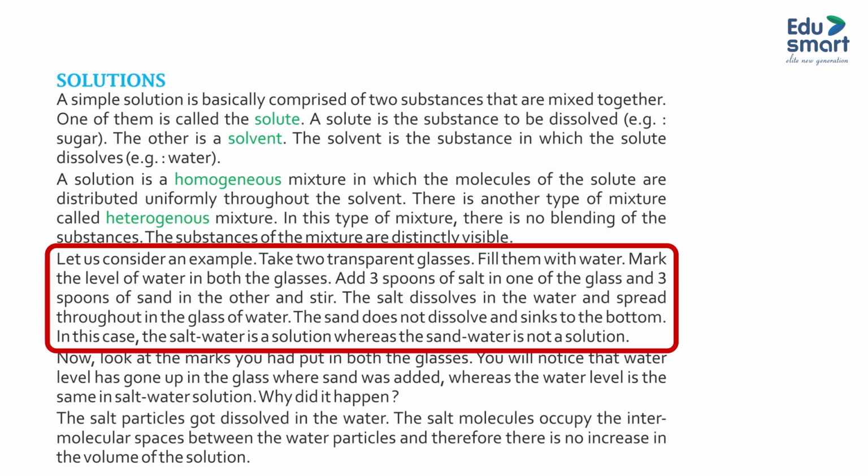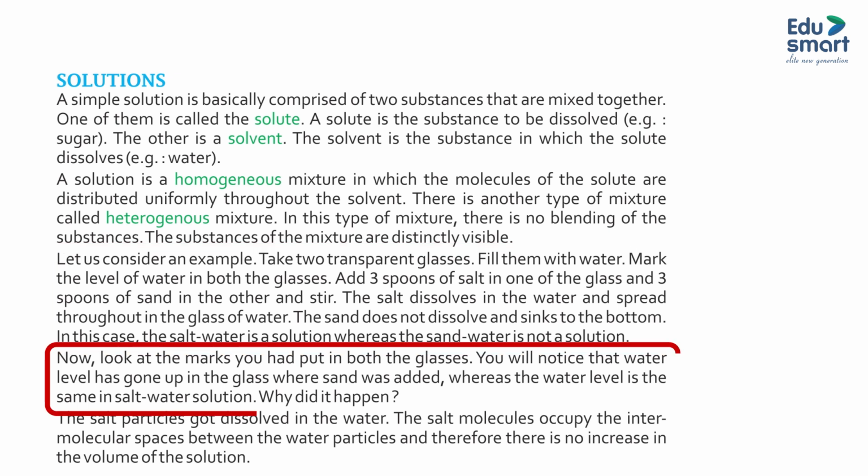Take two transparent glasses, fill them with water, and mark the level of water in both glasses. Add 3 spoons of salt in one of the glasses and 3 spoons of sand in the other, and stir. The salt is dissolved in water and spread throughout the glass of water. The sand does not dissolve and sinks to the bottom. In this case, the salt water is a solution, whereas the sand water is not a solution.